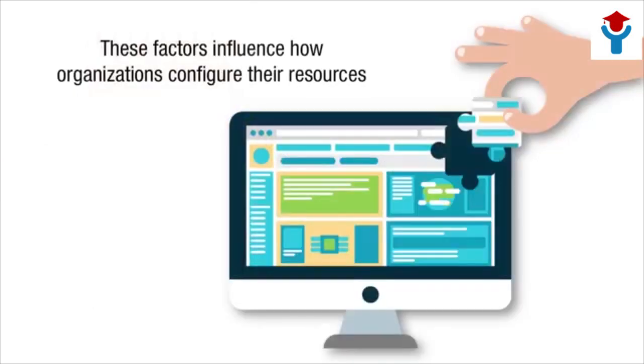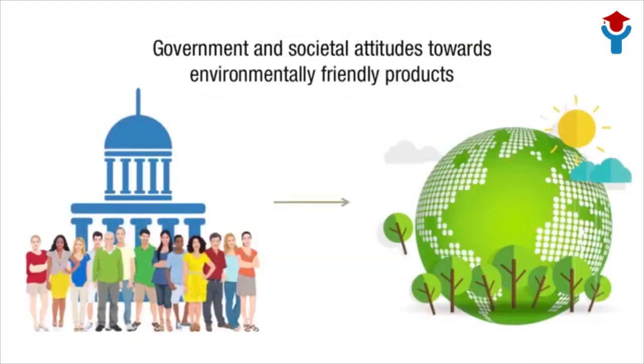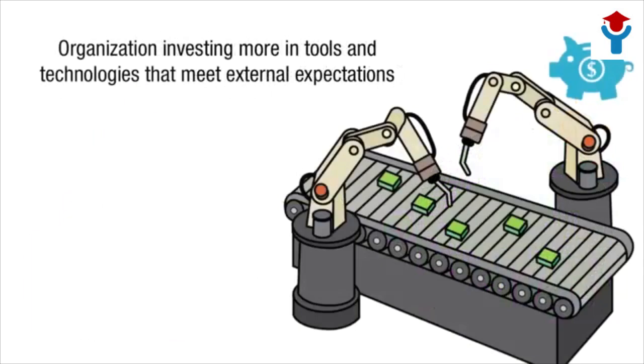Collectively, these factors influence how organizations configure their resources and address the 4 dimensions of service management. For example, government and societal attitudes towards environmentally friendly products and services may result in the organization investing more in tools and technologies that meet external expectations.